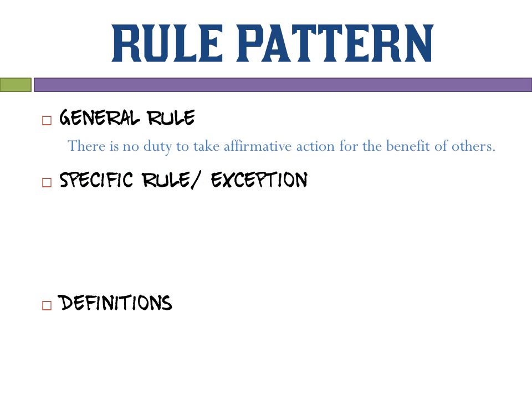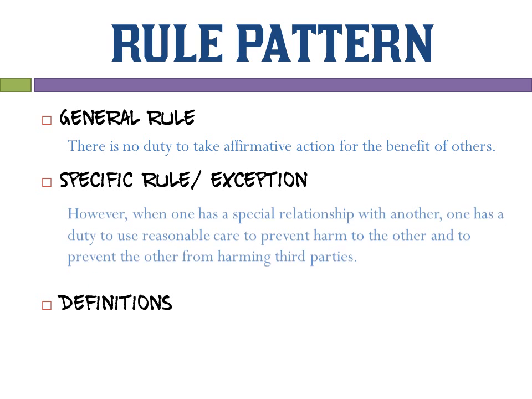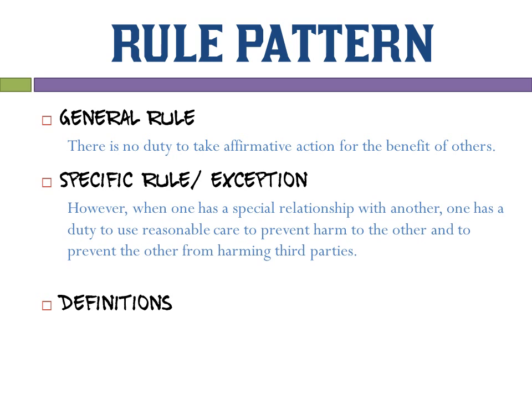So for example, your general rule might be the nonfeasance rule, that there's no duty to take affirmative action for the benefit of others. Do we have exceptions to that rule? You bet. One exception might be special relationships. When one has a special relationship with another, one has a duty to use reasonable care to prevent harm to the other and to prevent the other from harming third parties.